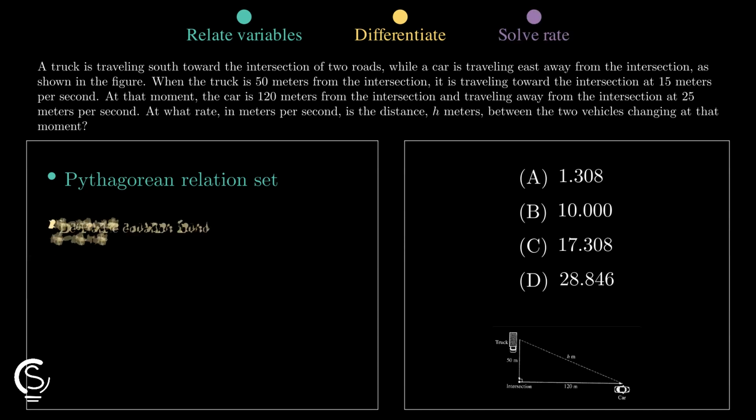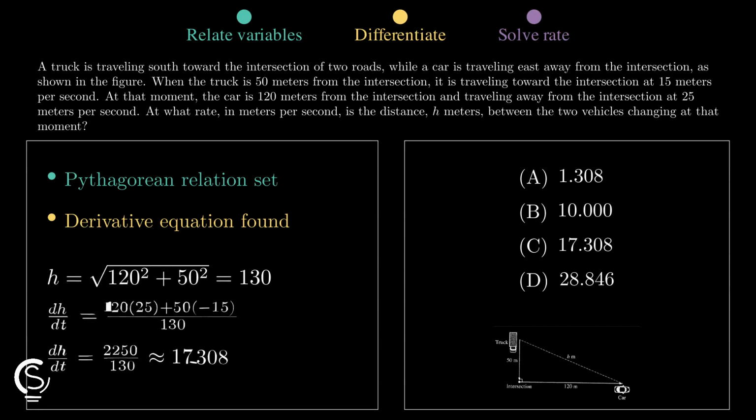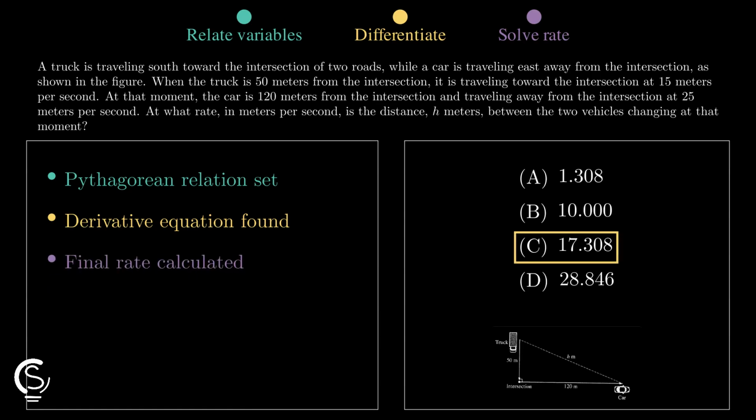Finally, find the current distance h, then plug in the known values for x, y, and their rates to solve for dh/dt. Boom! You have calculated the final rate now.